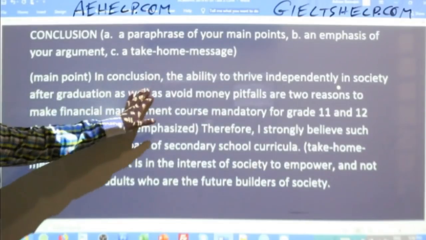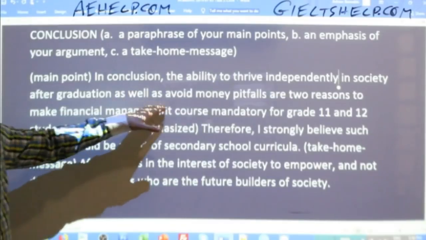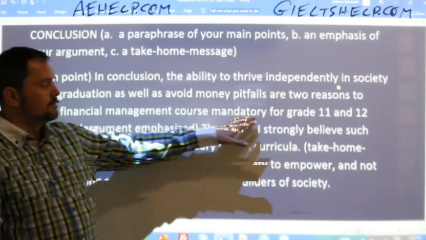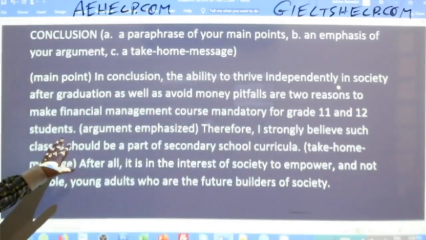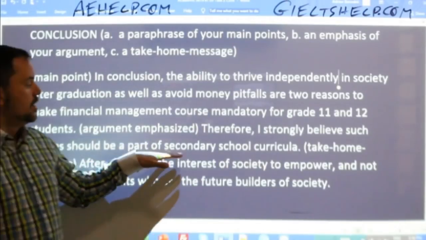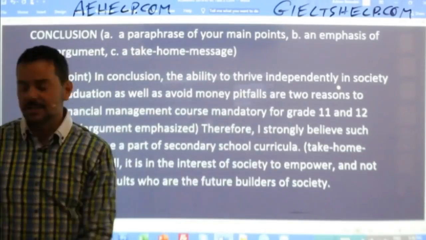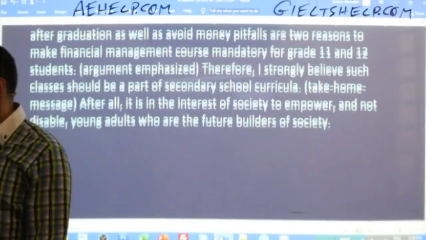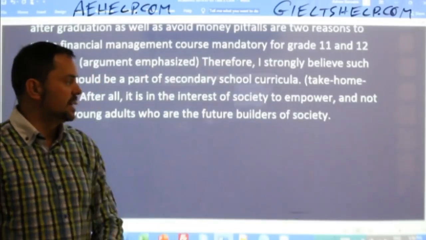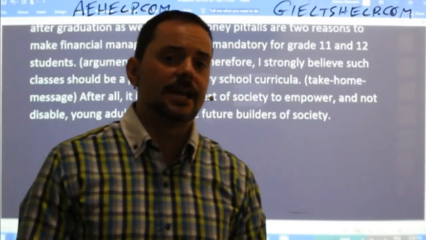In conclusion, the ability to thrive independently in society after graduation, as well as avoid money pitfalls, are two reasons to make financial management courses mandatory for grade 11 and 12 students. Therefore, I strongly believe that such classes should be a part of secondary school curricula. After all, it is in the interest of society to empower and not disable young adults who are the future builders of society. Okay? All right, students, so that's the full essay.